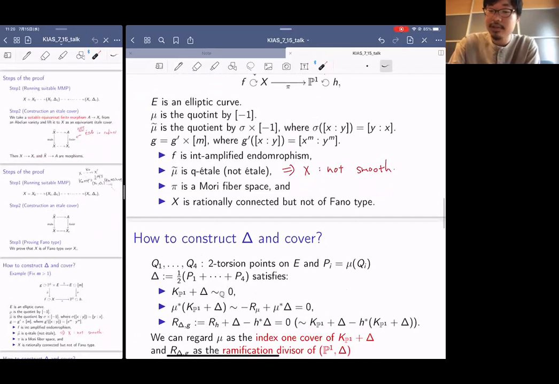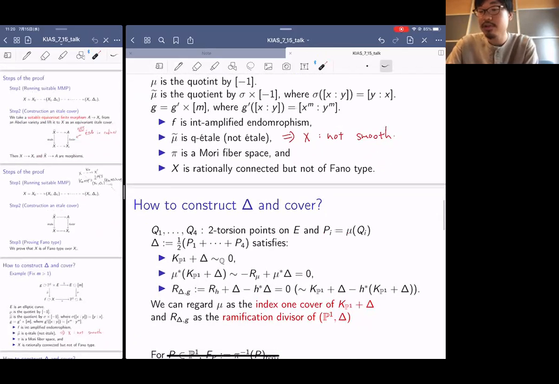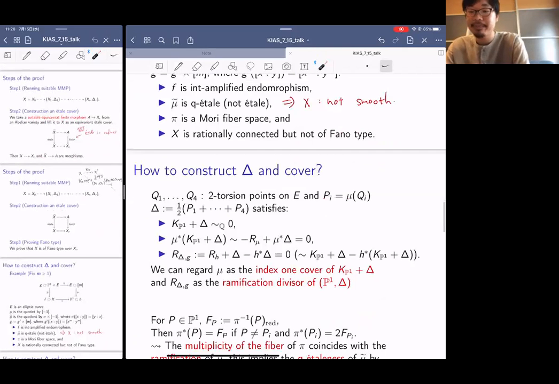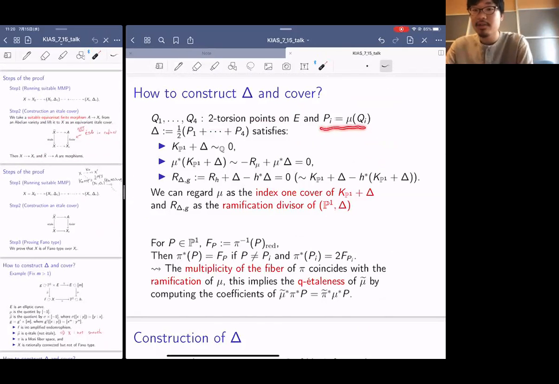Let Q1 to Q4 be two torsion points on the elliptic curve, and Pi is the image of Qi. And delta is defined by 1/2 P1 plus P4. And this divisor satisfies K_P1 plus delta is Q-linearly trivial. And the mu pullback of this divisor is linearly trivial by easy computation.